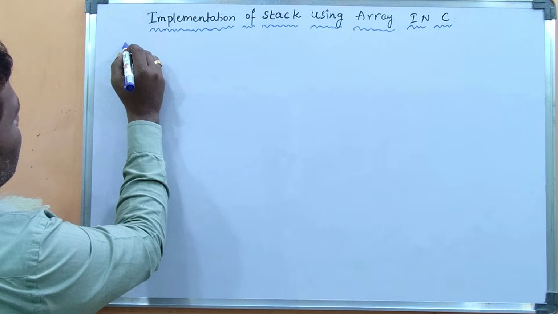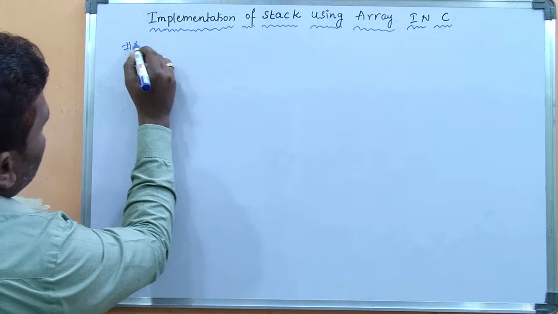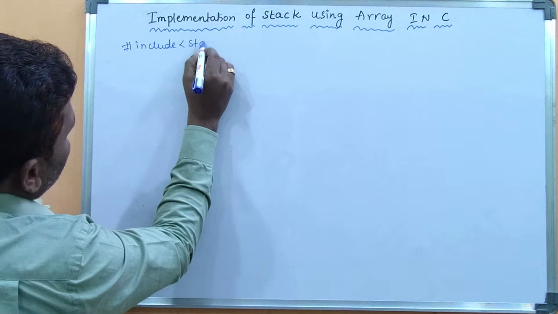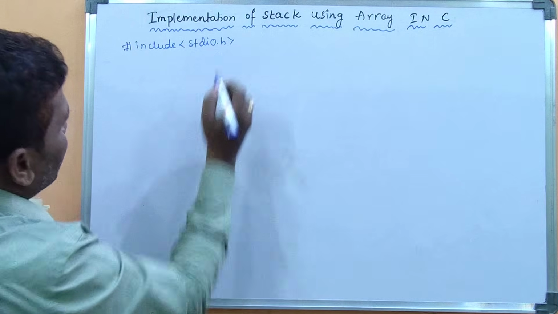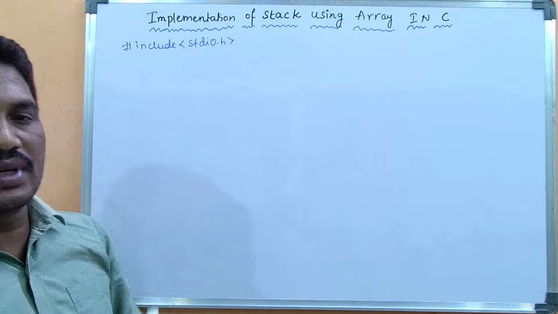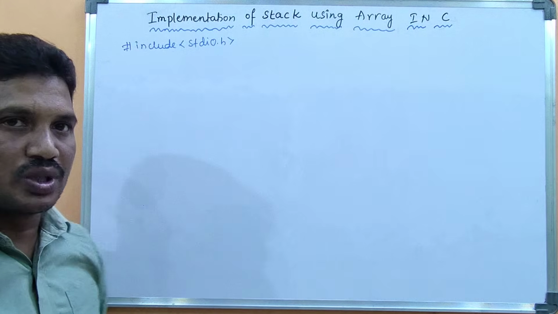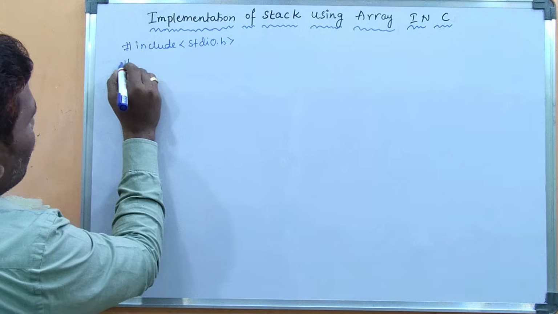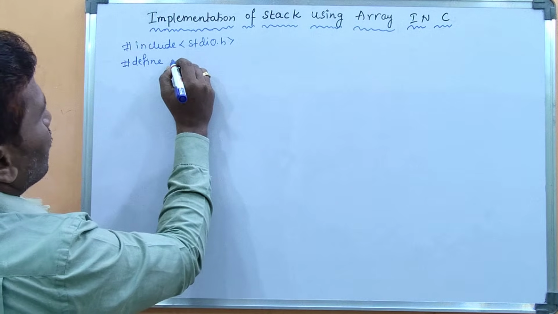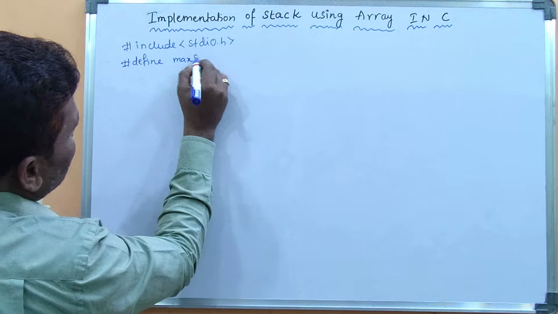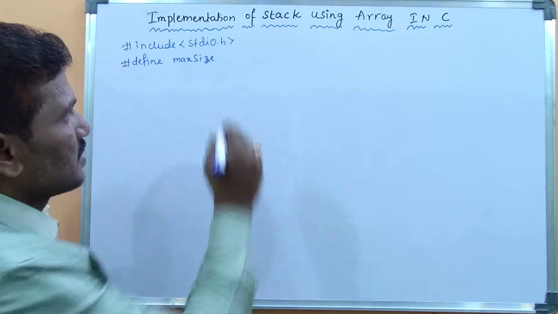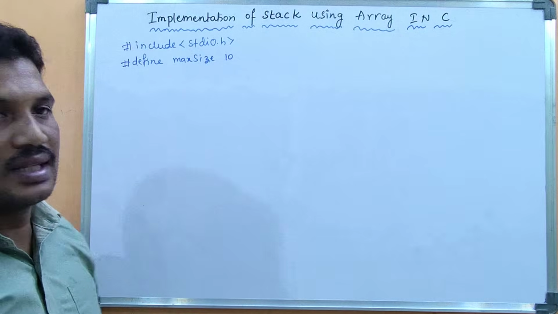Before that, we include stdio.h. This header file is required to execute the program, because whenever you require input and output operations in the program, this header file supports them. You know it. And we use define for the max size of an array, because how many elements do we want to insert? Maximum, I want to insert 10 elements.